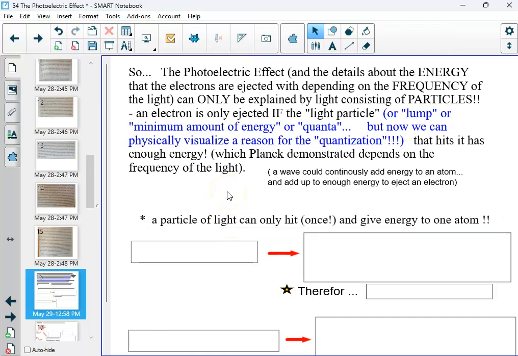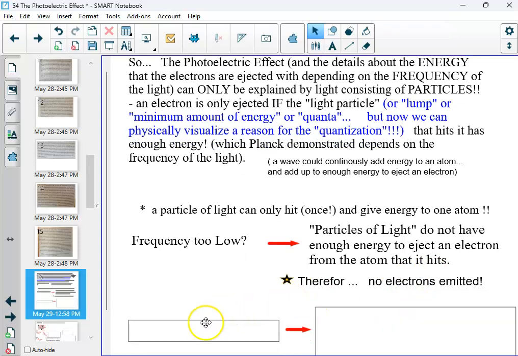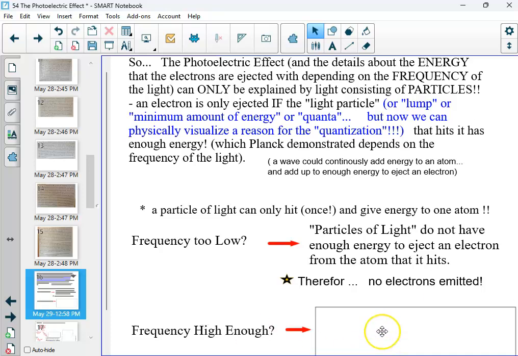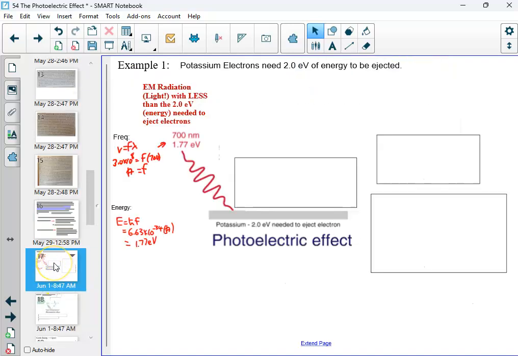Right, a particle of light can only hit once and give energy to that one atom. So that's the way it goes. If the frequency is too low, particles of light don't have enough energy to eject an electron, therefore no electrons are emitted. Once the frequency of light is high enough, all of a sudden electrons start coming off, even if it's just a really dim light source. And then the electrons carry away the excess energy as kinetic energy. All this stuff is super calculable, measurable, confirmable, so there's no denying the logic of this once Einstein put it all together.